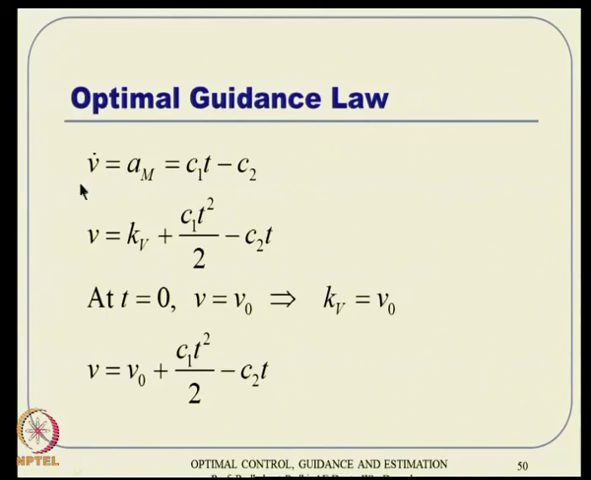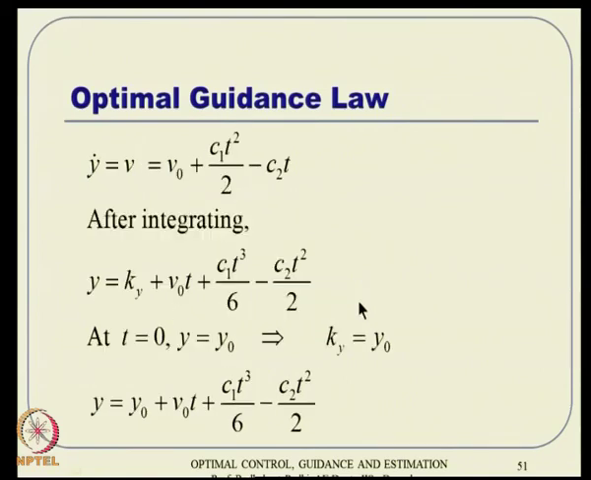So we have V dot, and again we go ahead and solve the system dynamic equation now. V dot is A_m, which is like this, and hence V, if you integrate it, you will get something like this with the integration constant, but at t equal to 0 we know V is V naught. So we have k_V equal to V naught. Ultimately, if you put k_V equal to V naught, then V is V naught plus C1 t squared minus C1 t squared by 2 minus C2 t. The question is we still have to find C1 and C2.